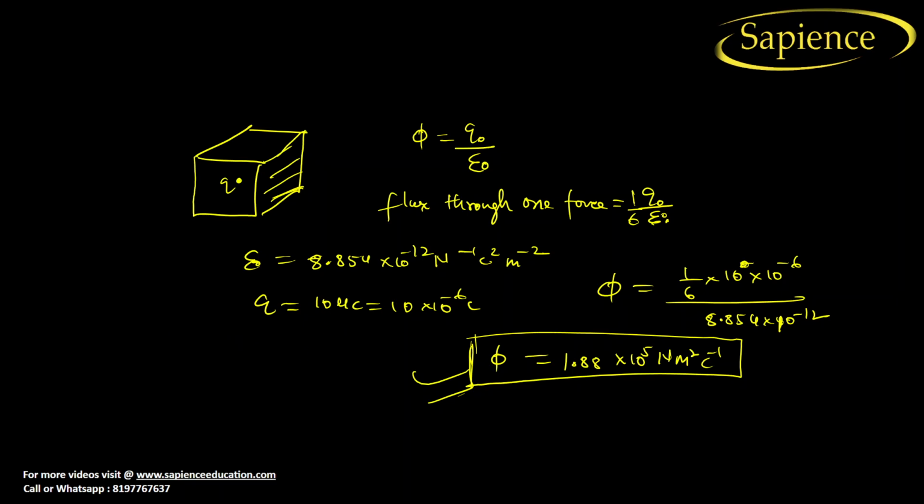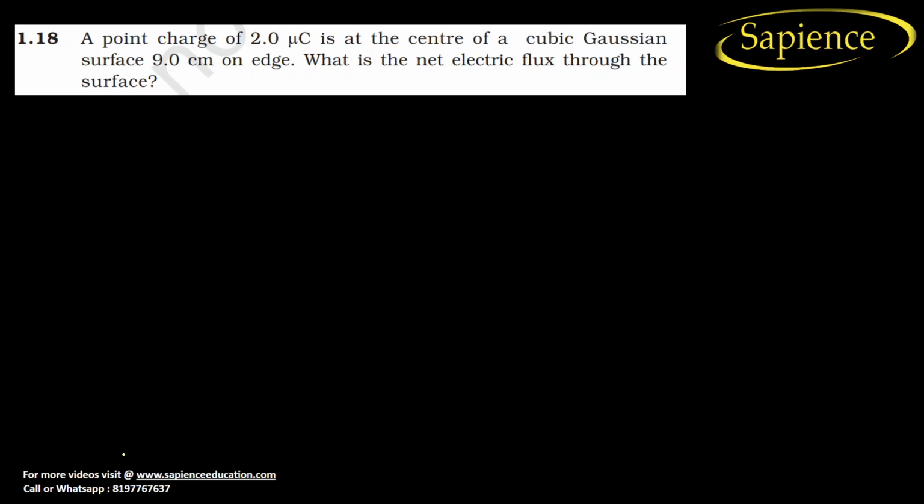So let's go for the next question. Just read the question so that you will get to know it. A point charge of 2 microcoulomb is at the center of the cube, a Gaussian surface of 9 centimeter on an edge. What is the net electric flux through the surface? So we need to find that.